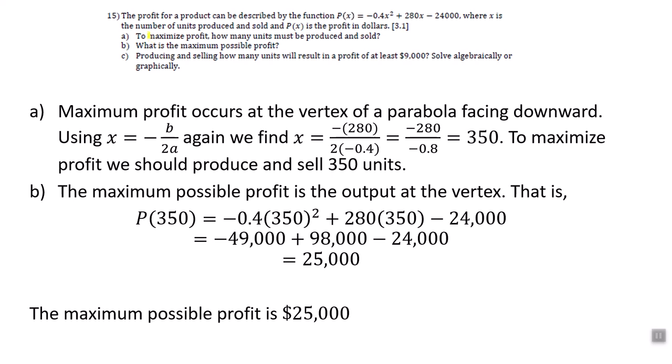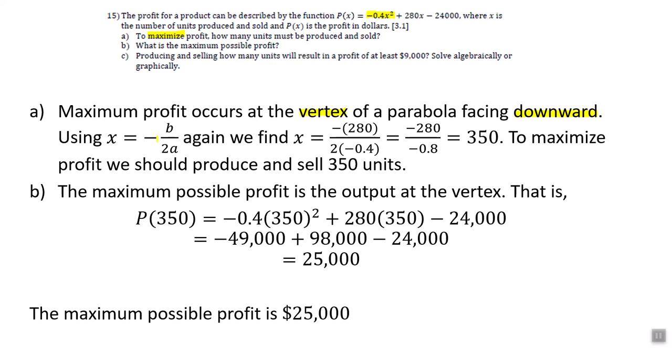Maximize. As soon as I see that word maximize, I'm thinking vertex. Maximize, minimize, vertex, absolutely every single time. Okay, and I also check this. Since we have a quadratic, we know it's a parabola. Because the leading coefficient is negative, I know the parabola is facing downward. So it does have a vertex, a maximum. The vertex is a maximum.